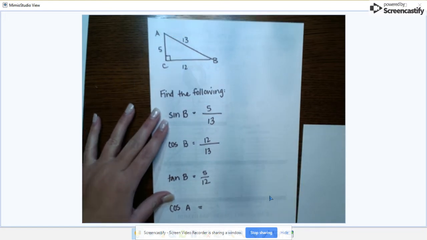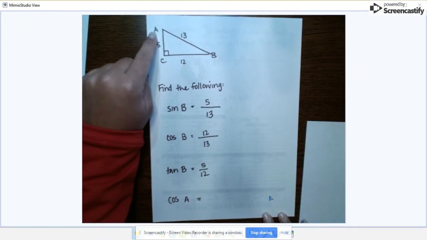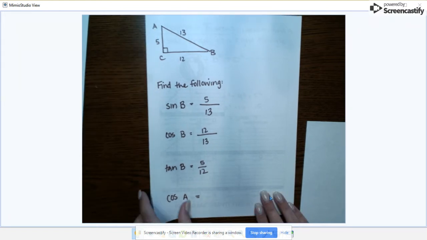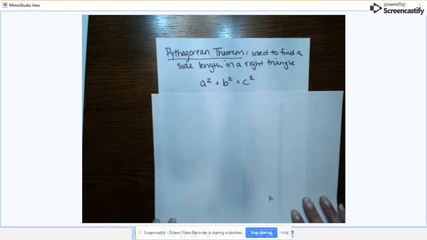And I'd like you guys to answer, what is cosine of A? So now you're using this angle. Tell me, what is cosine? Okay, a couple more things.